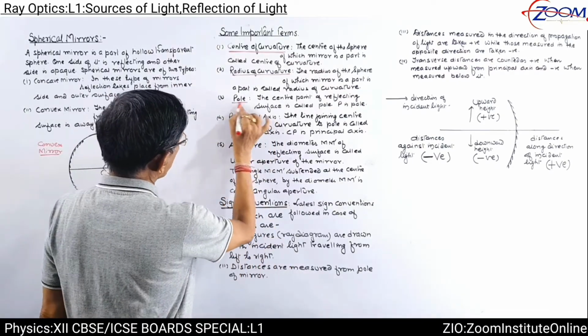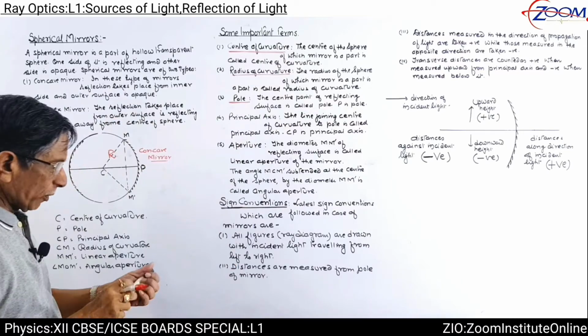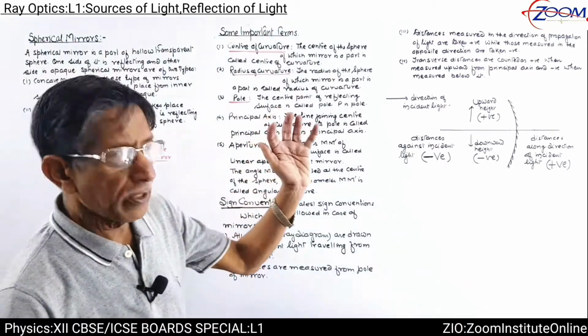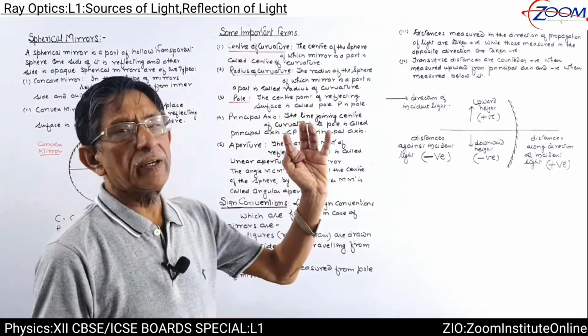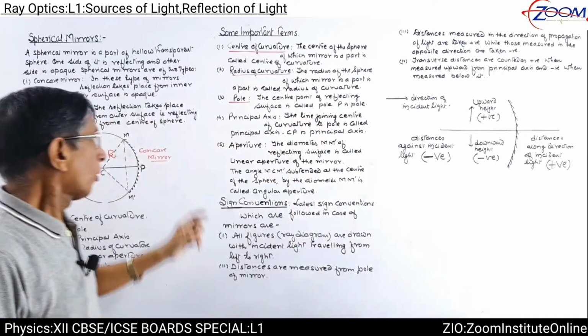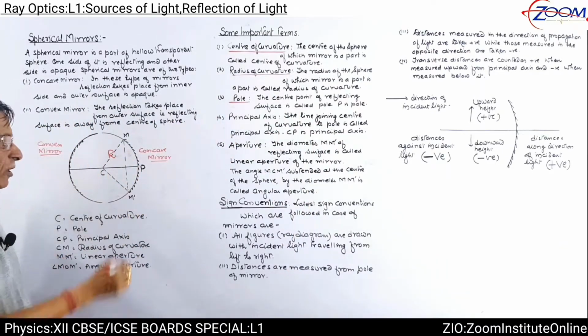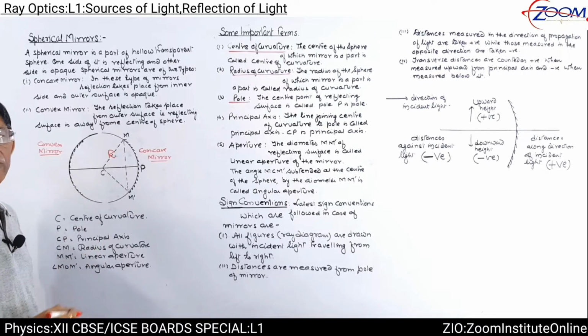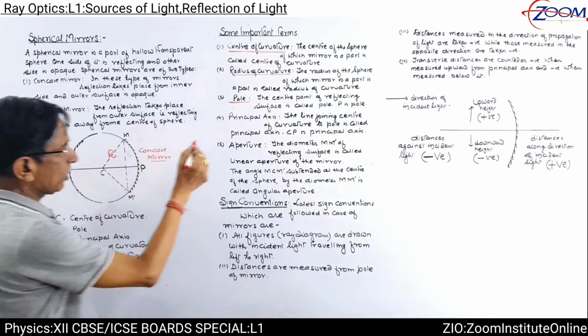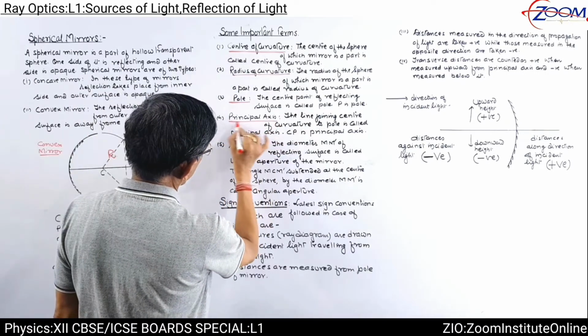The third term is what? Pole. Suppose, dear students, this is a mirror, then the center point of the mirror, or the center point of the reflecting surface, is called the pole. So P is the pole. The next term is the principal axis.